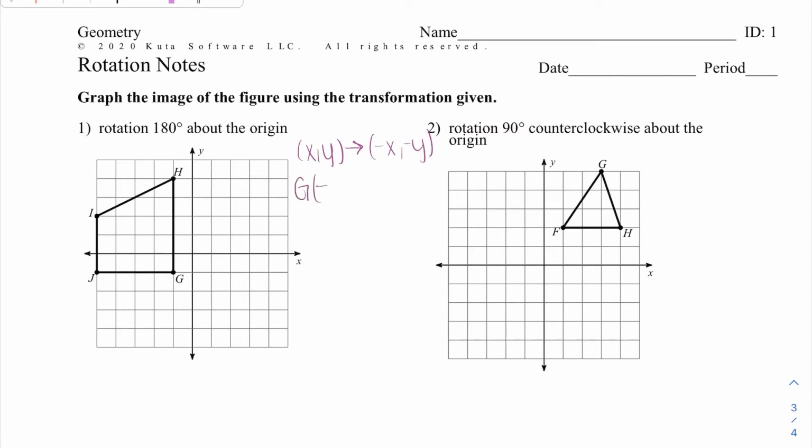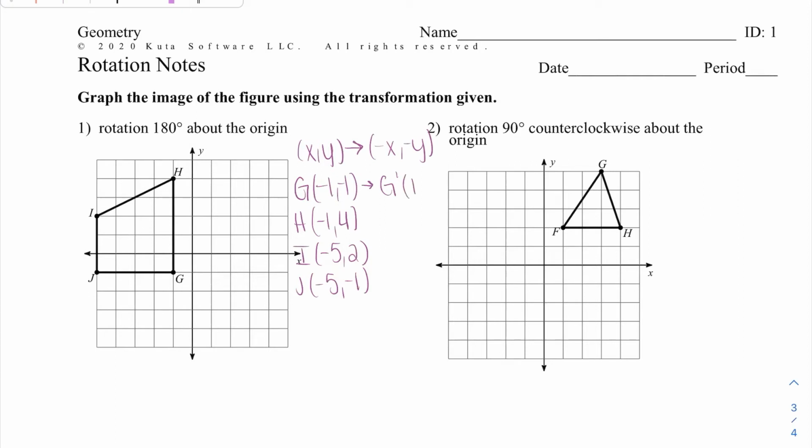Point G is the point (-1, -1). Point H is the point (-1, 4). Point I is the point (-5, 2). And the point J is the point (-5, -1). So let's go ahead and apply our rule. The rule again states that we need to change the sign of x and change the sign of y.